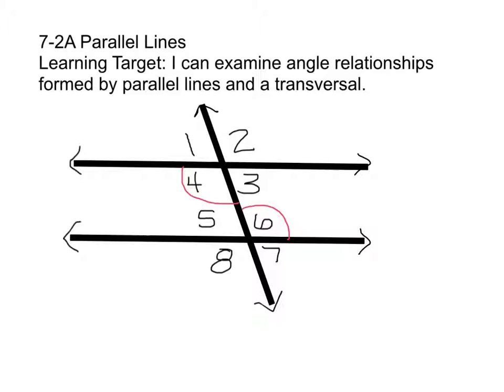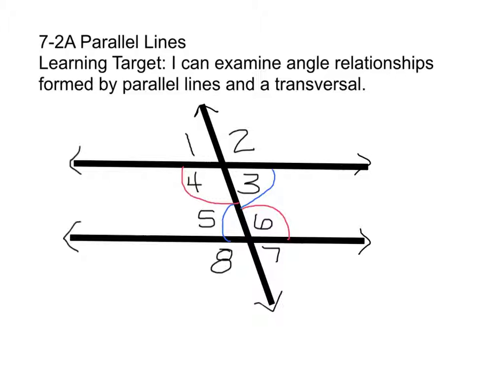Now, the way I drew this, if you draw it just right, your alternate interior angles kind of make an S between them. So angles 4 and 6 would be alternate interior. And also, angle 3 would be the alternate interior angle to angle 5.